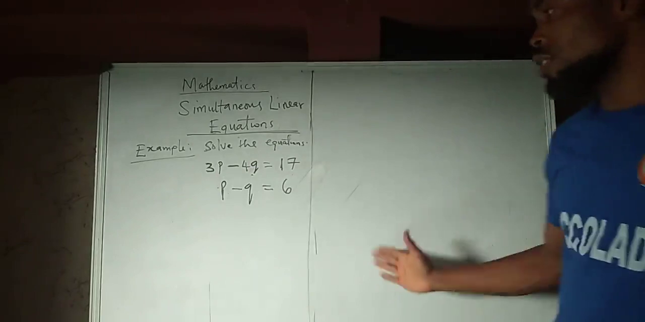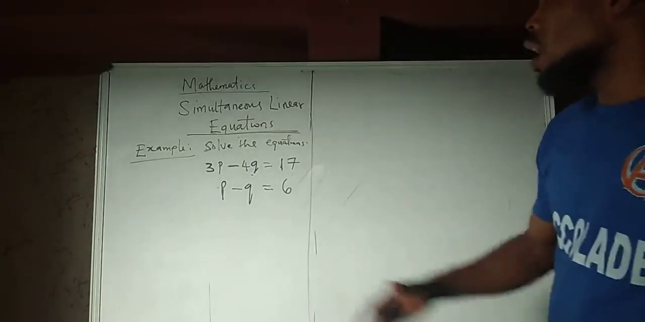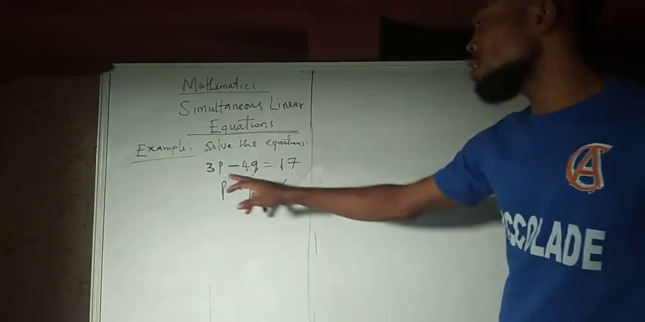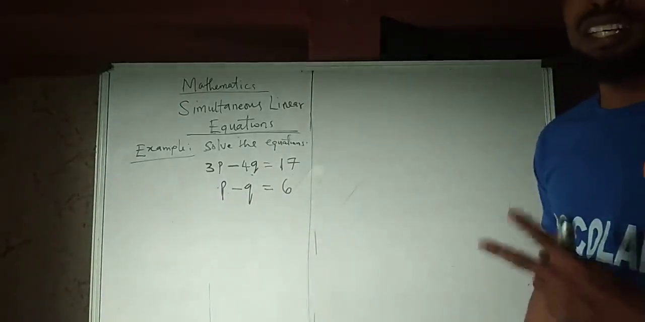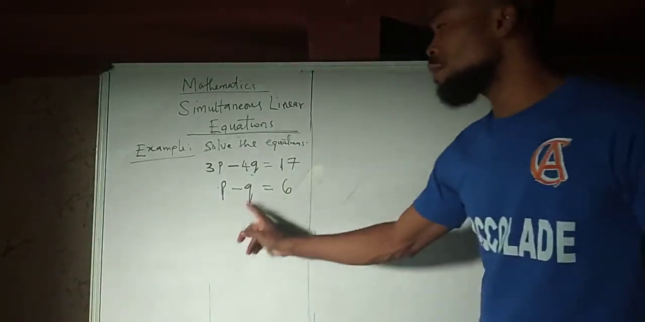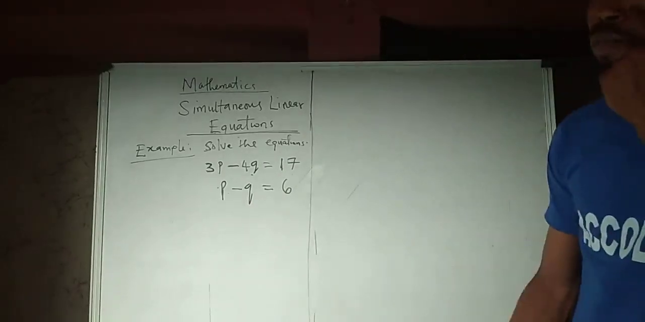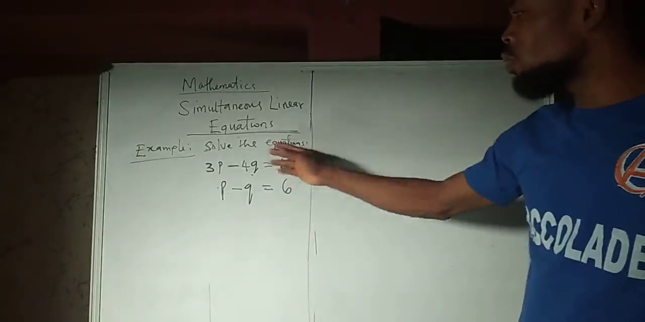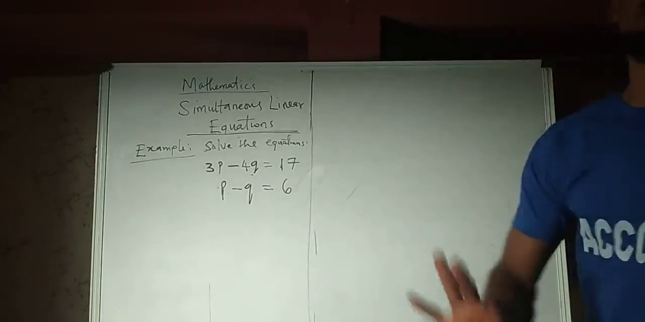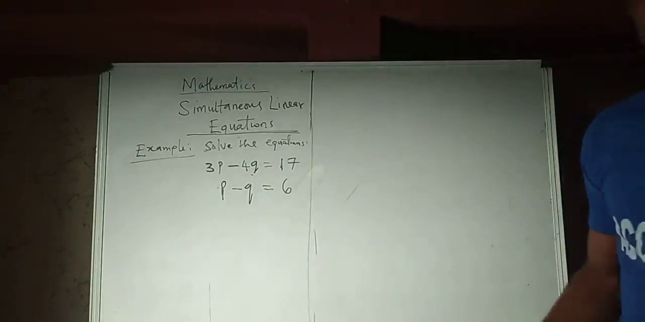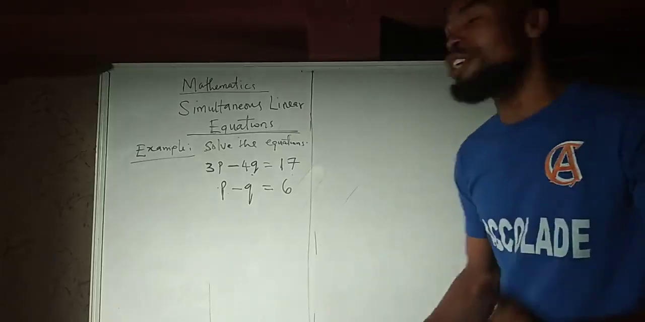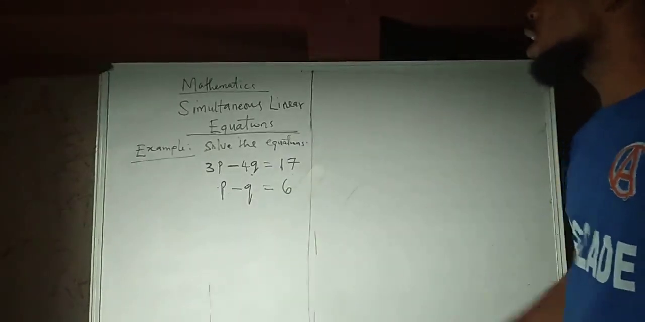Okay, two different variables. And of course, for you to find those two different variables, you need at least two equations. Now, if there were up to three variables, you will need three equations to solve it. That's by the way, but it's very important. Okay, so let's solve this one.